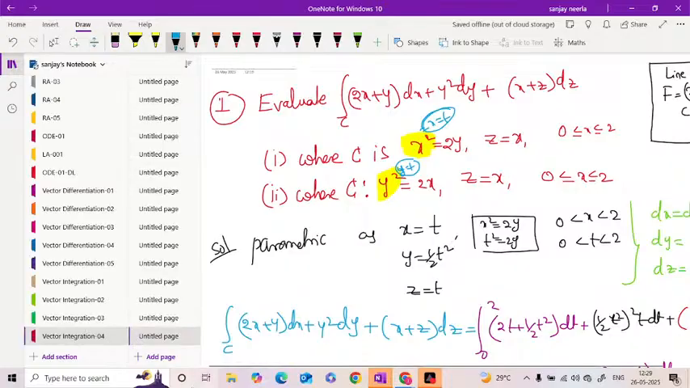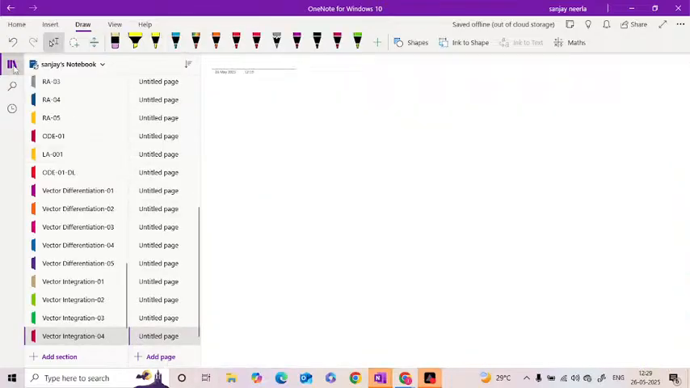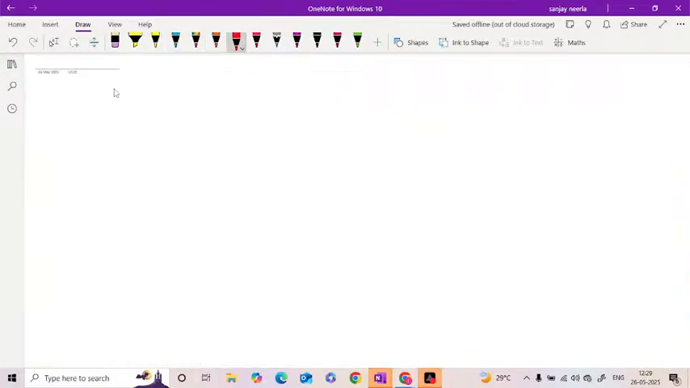Okay. Anyway, we will solve the second problem. In the second problem, what is our curve? The curve is y square is equal to 2x and z is equal to x, and x is in between 0 to 2.